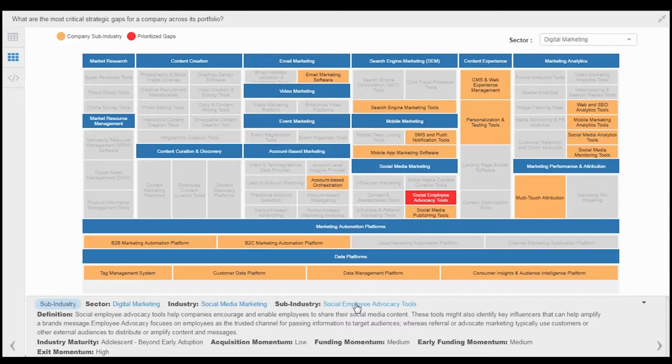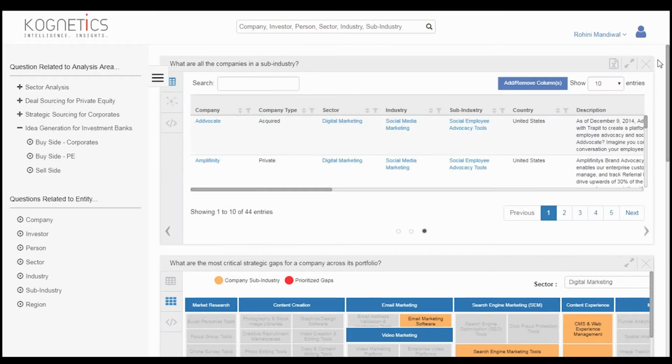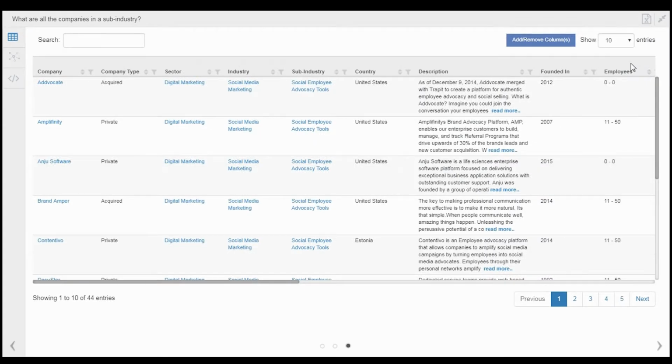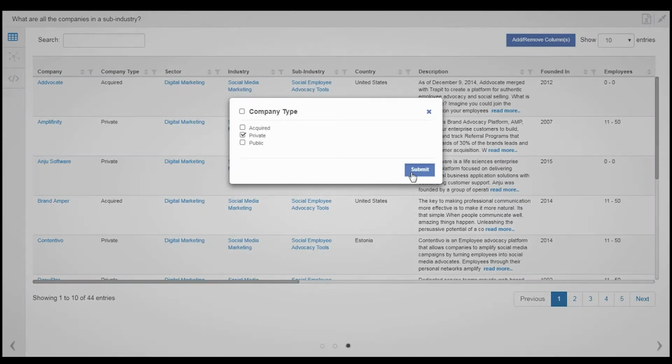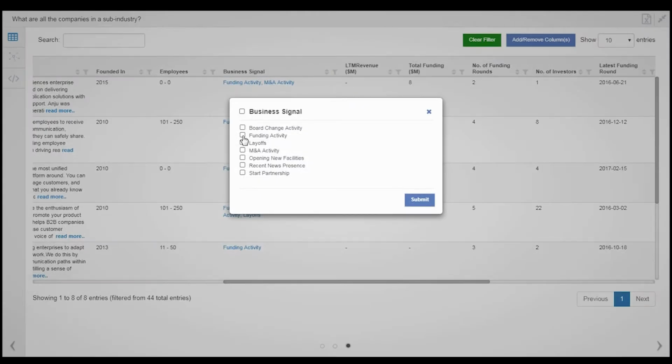Click on the sub-industry name and go to What are all the companies in a sub-industry, and submit. The query will provide a number of companies you can then analyze and filter based upon business signals, funding momentum, and more. Kognetics continuously tracks and monitors each company mapped for their digital footprint, and through analytics classifies the company's news as positive or negative business signals. Let's keep the company type private, funding momentum very high and medium, and select positive business signals like company awards and recognitions, reported profit increase, or reported revenue increase.